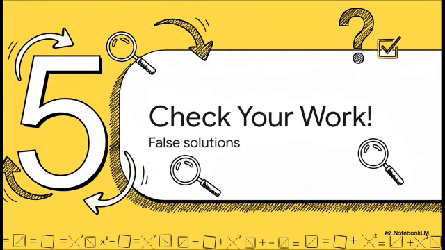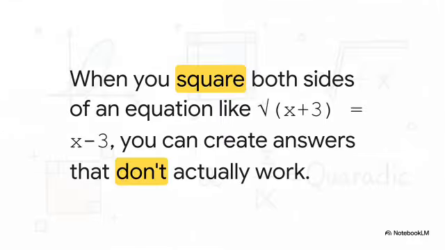Now for what might be one of the most important habits to build, not just here, but in all of mathematics. I'm talking about checking your work. It's especially, and I mean especially, critical when you do one specific thing: squaring both sides of an equation. So to solve an equation like this, your first instinct is probably to square both sides to get rid of that pesky square root, right? And that's a good move.